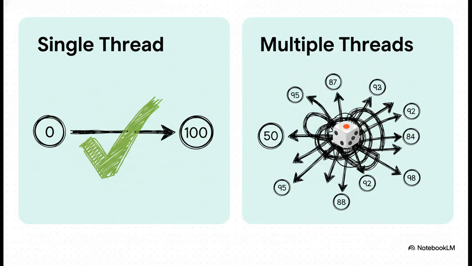But look at the right. We add one little instruction to run this code in parallel using multiple threads. And boom, the result is, well, it's a mess. You might get 95, maybe 87, maybe some other number. And it could be different every single time you run it. So what is going on here?